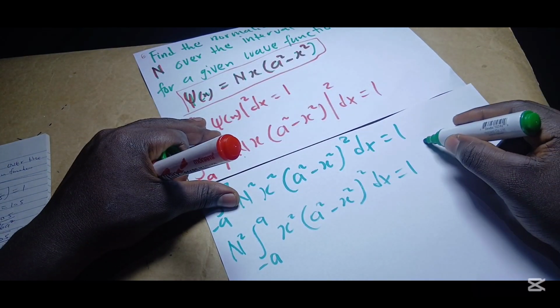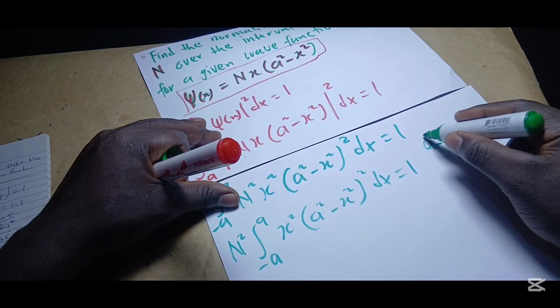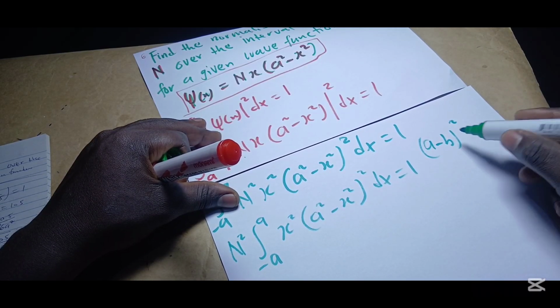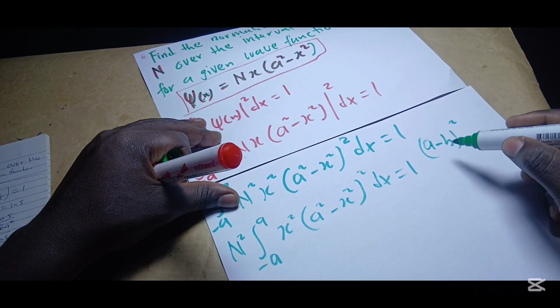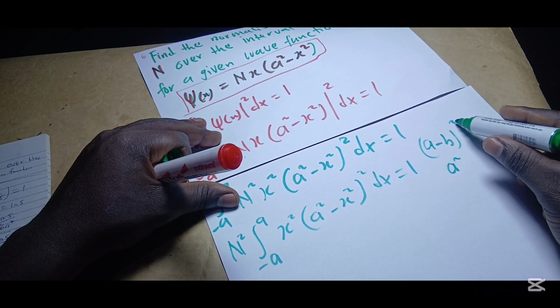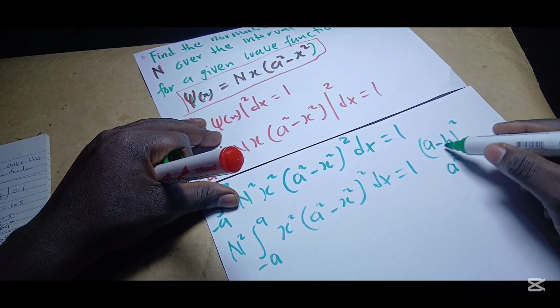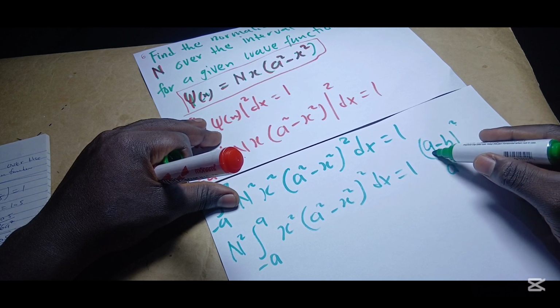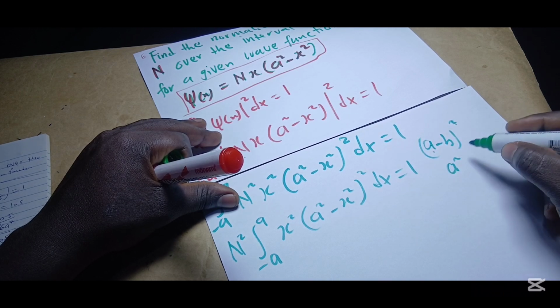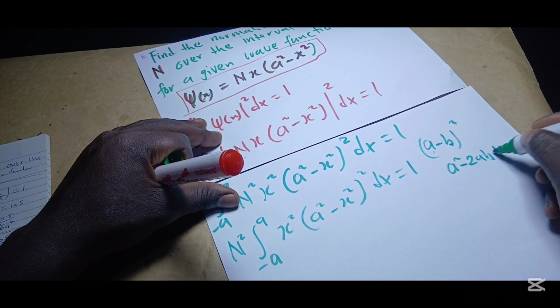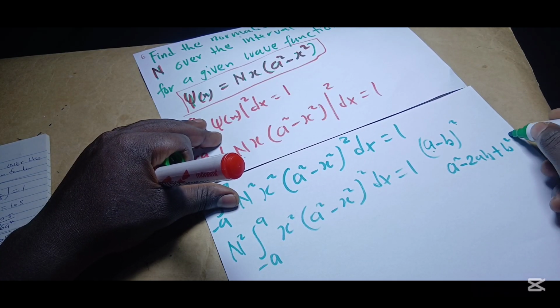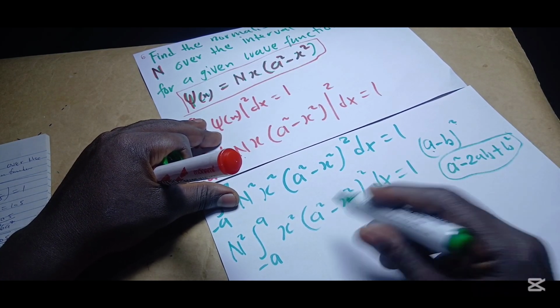If we have from basic mathematics (a minus b) to the power 2 and we want to simplify this, first of all we square the first term, which is a squared, then multiply the power by both terms. So 2 multiplied by a multiplied by minus b is going to give us minus 2ab. Then squaring the last term, which is b to the power 2. So let's apply this idea here.